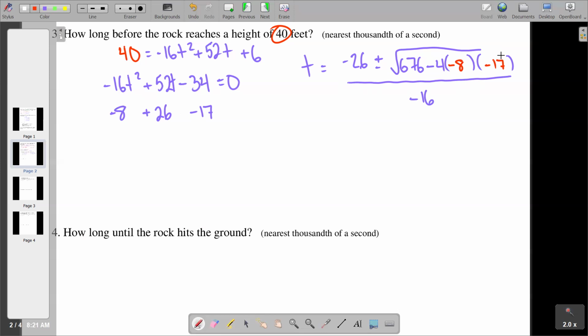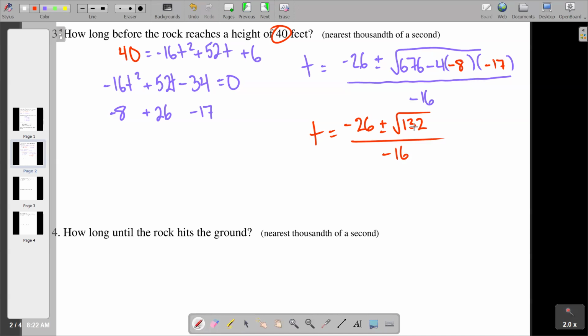So this will wind up being 676 minus 32 times 17, which is overall 132. So the inside of our square root is done. It says -26 plus or minus the square root of 132, all divided by -16.